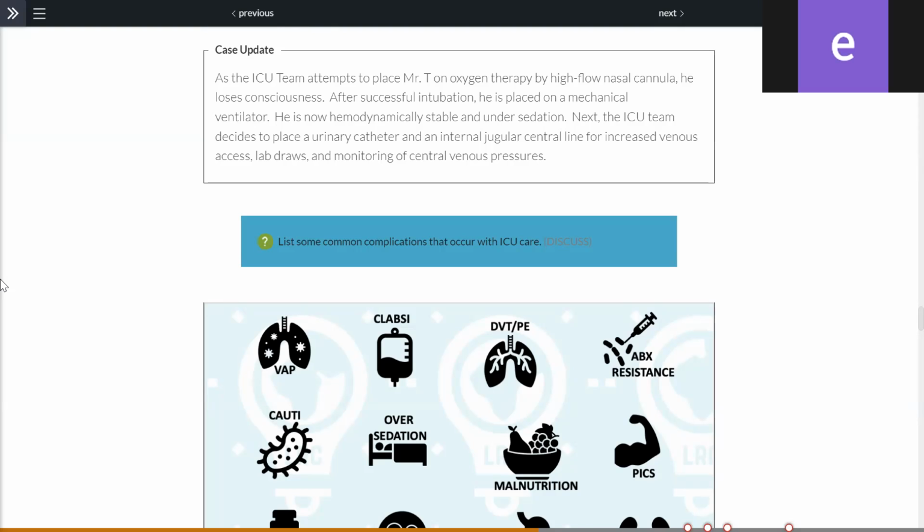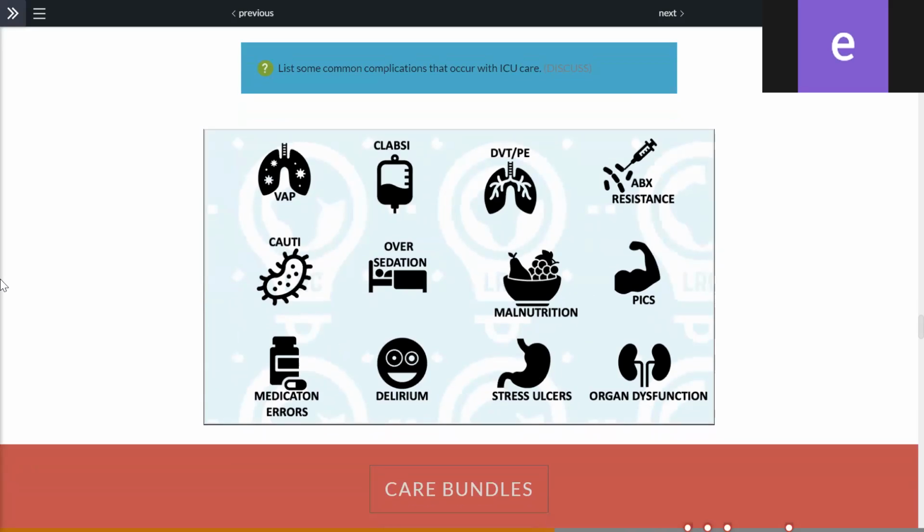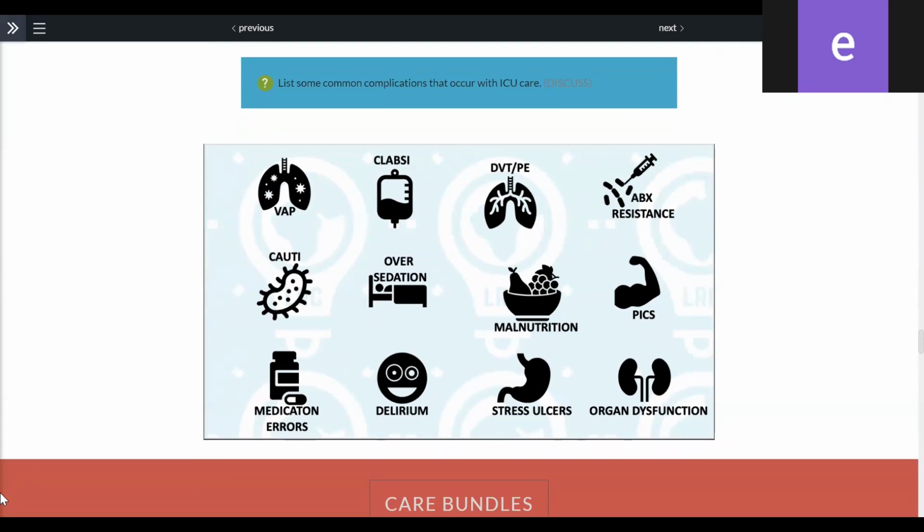So in this, after we have already intervened, we have put a catheter, we've put a CVC for easy drawing of blood. So the question is, list some common complications that occur in ICU. What are some of the complications that occur in ICU? You can even see the answers have been displayed there.